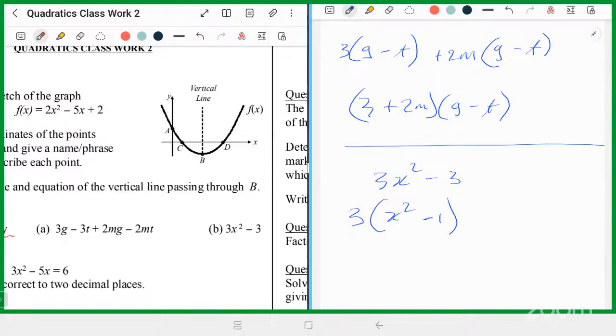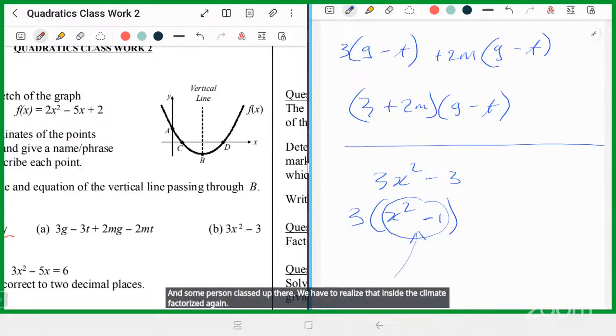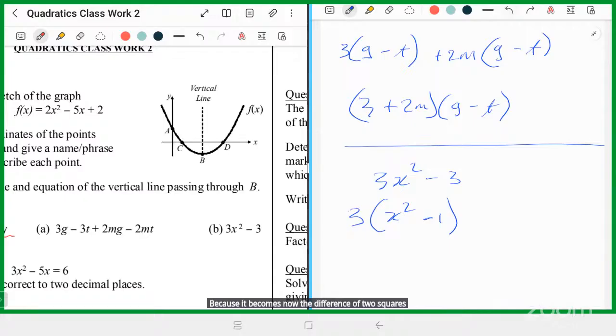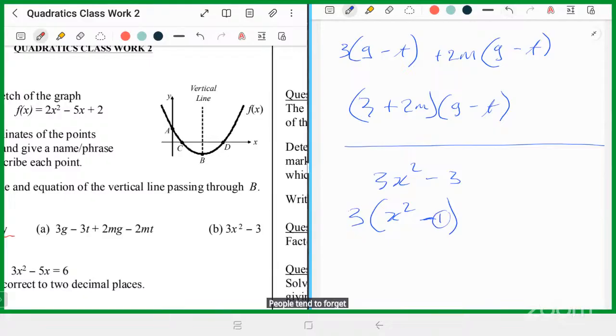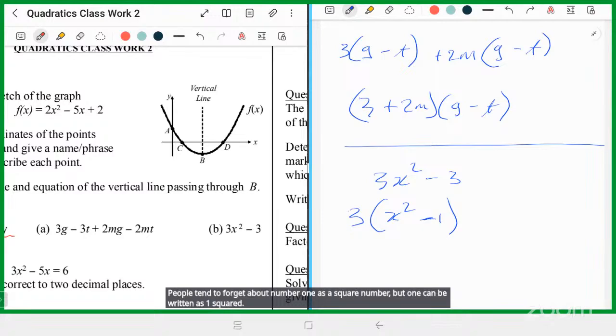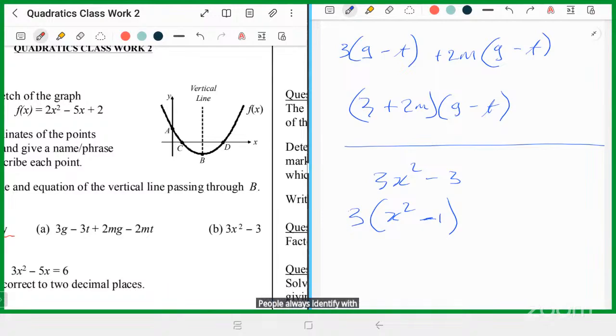Some people in class stop there. We have to realize that inside it can be factorized again, because it now becomes the difference of 2 squares. Why is it the difference of 2 squares? Because 1 is the first square number. People tend to forget about number 1 as a square number, but 1 can be written as 1 squared. People always identify with 4 and 9 and 16 and 25 and 36 and 64 and so on, but people always forget about 1. Yes, 1 is also a perfect square.